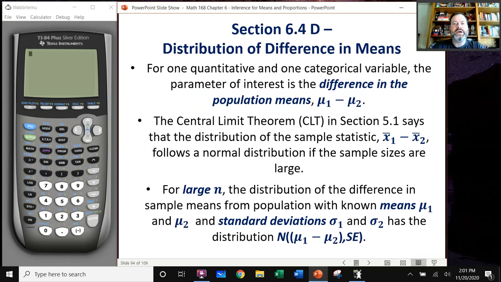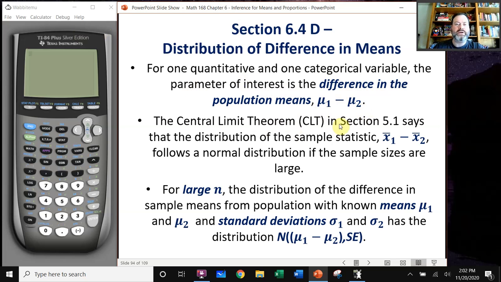So this section is set up similarly to the other sections in chapter 6. First thing we do is look at the distribution of means, then confidence intervals, then hypothesis tests. So this is a distribution of a difference in means. Obviously, we've been doing this since chapter 2 or 3, really. But this is sort of wrapping it all up. So the parameter of interest is the difference in the population means.